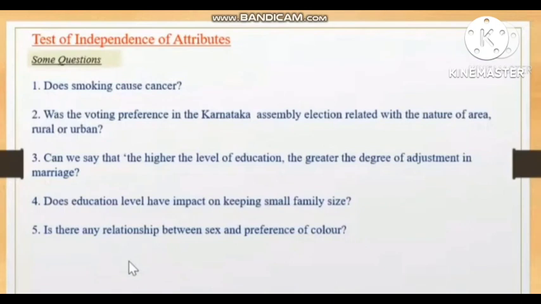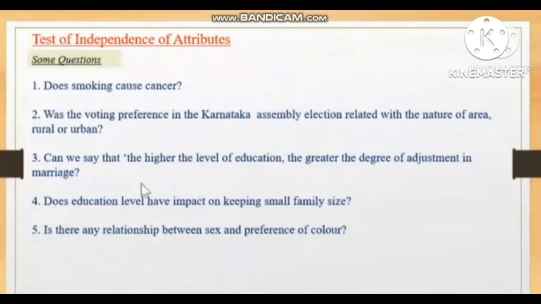Now, what is test of independence of attributes? Let me put some questions to you. My first question is, does smoking cause cancer? Suppose I want to know. Does smoking cause cancer? What does it mean? I want to know whether there is any association between the smoking habit and the disease cancer, or are they independent? So this comes under test of independence of attributes.